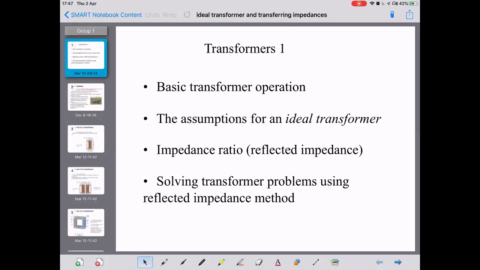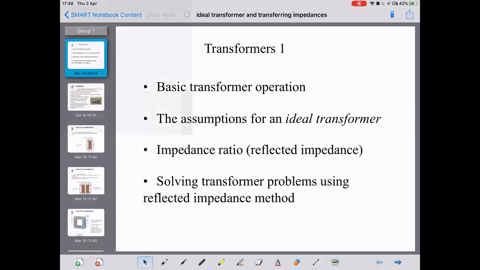We're going to have a look at what's called impedance ratio, which is an important topic for analysing transformers, so that we can use what's called the reflected impedance, or transfer impedances over to one side of the transformer, and more about that later. And then we'll look at solving some problems with the reflected impedance method. All right, so that's the plan for this evening.